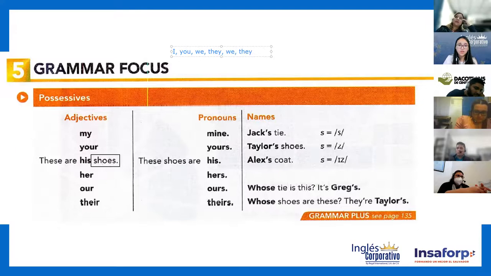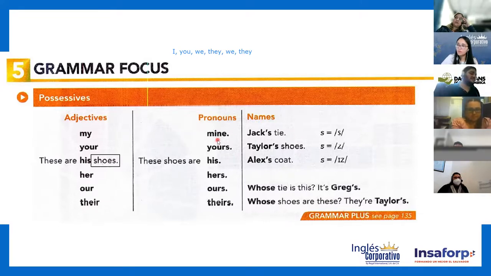Okay, questions, guys, about the possessives? One question. The difference is the pronunciation at the end. Okay, in this case, what we have been saying, right? For example, most of the words that end with K, we're going to pronounce it with S, like Jack's. But between the adjective and the pronoun, my is mine, right? Yours, and so on: yours, his, hers, ours, and theirs. Only the S at the end is the difference.